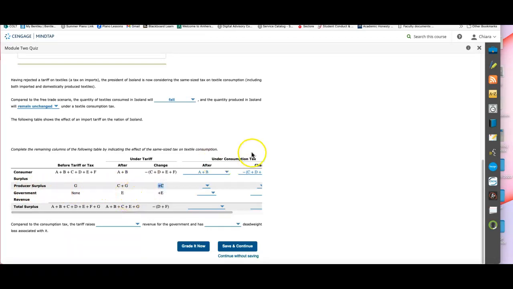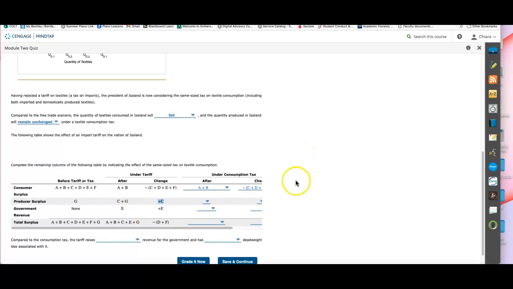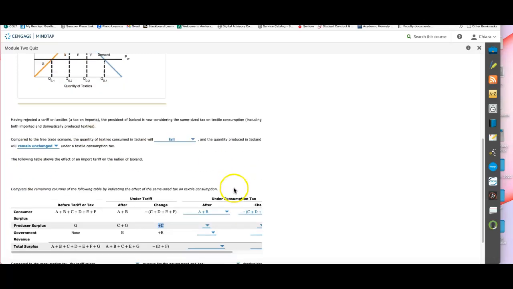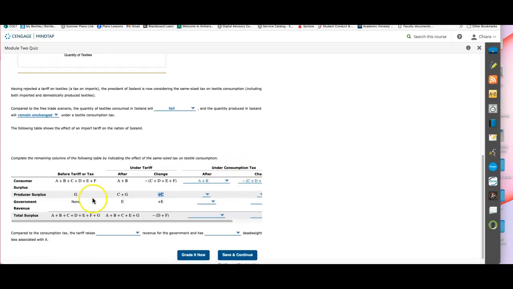There's that change. What happens with the consumption tax for the producers? The producer surplus was G. We add the tax. The consumers are paying the tax, but the producers are not receiving their tax. The price for the producer is still going to be P with W, the world price. So there's really no change for them. So under the consumption tax, the producer surplus is still going to be only G. And so there is no change. We're going to select none for the change under the consumption tax.